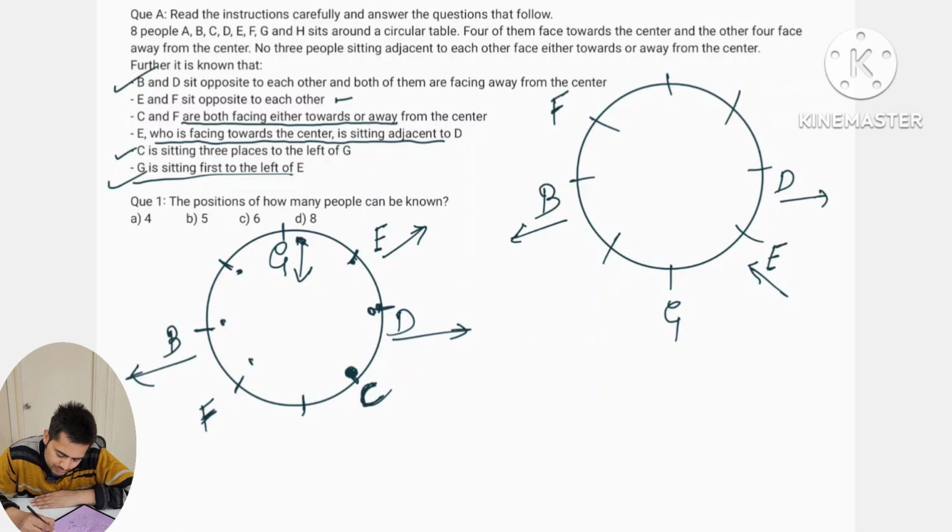And in configuration number 2, C is sitting 3 places to the left of G. Let us say G is here facing inwards. So 1, 2, 3, already F is there. So G has to face outward. So 1, 2, 3. Here C is there. And C and F have to face in the same direction. So C and F both are facing either towards or away from the center.